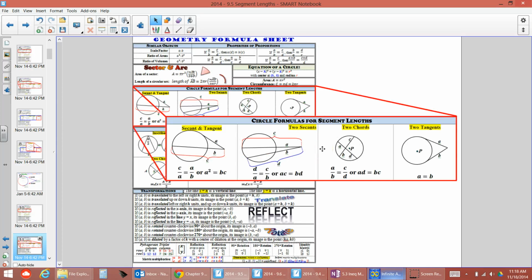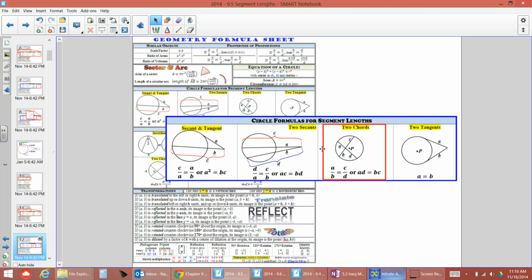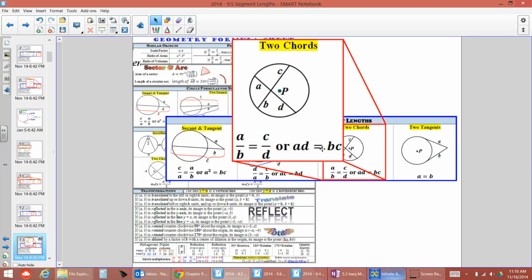If you look at a different type of situation, when there's two chords, we know about their angles, but their lengths are also significant. If you go opposite next to each other, we have A over B is equal to C over D. Or if we cross multiply, we end up with AD is equal to BC.